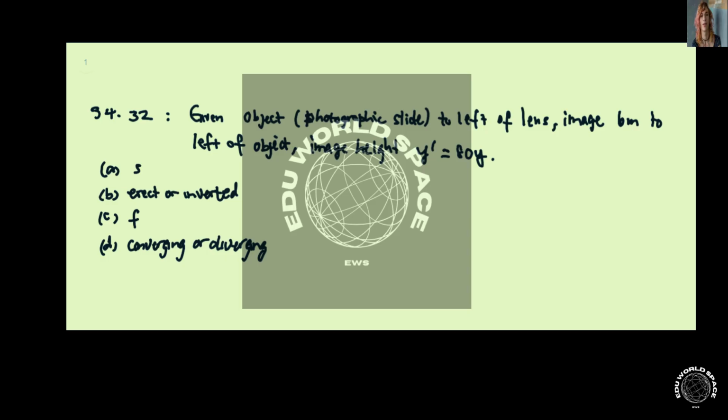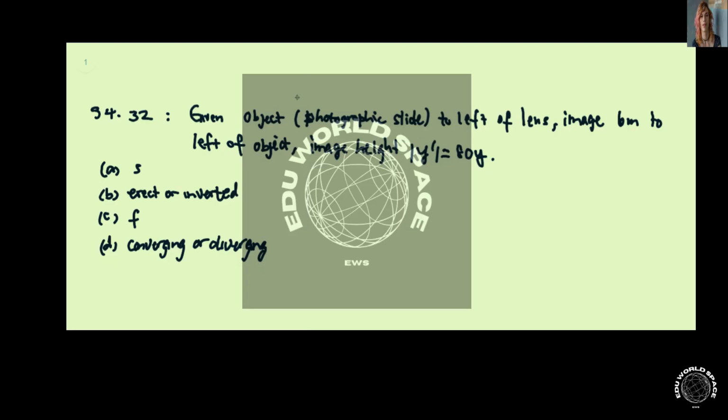In problem 32, we're given that an object, which is a photographic slide, is to the left of the lens, and it forms an image 6 meters to the right of the object itself. The image height is 80 times the object height. Let me put absolute value because we're not certain about the sign, whether the image is erect or inverted.